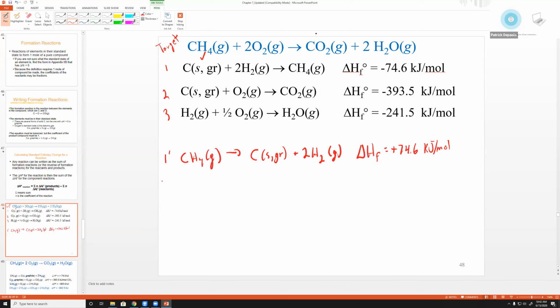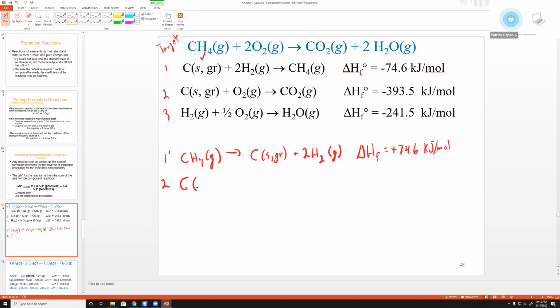Next, CO2. There is 1 mole of them on the product side. That's it, right? That's the only form of CO2, and it's in a gas, so we're good. So I guess we just write it the way it is. We don't want to change this one at all.